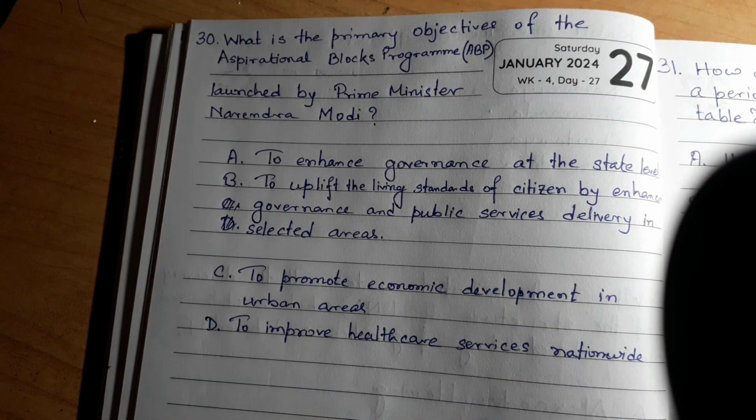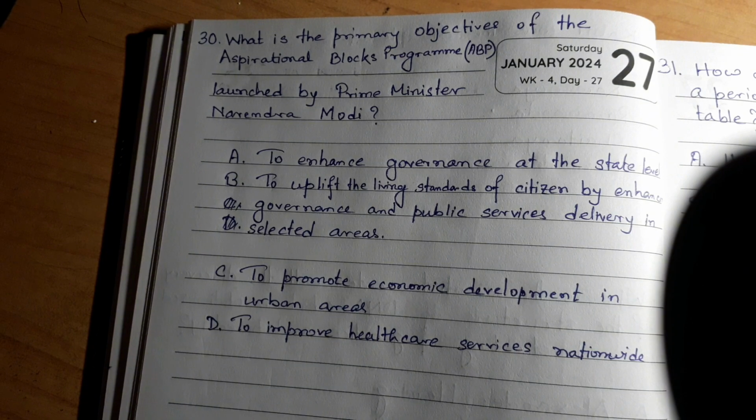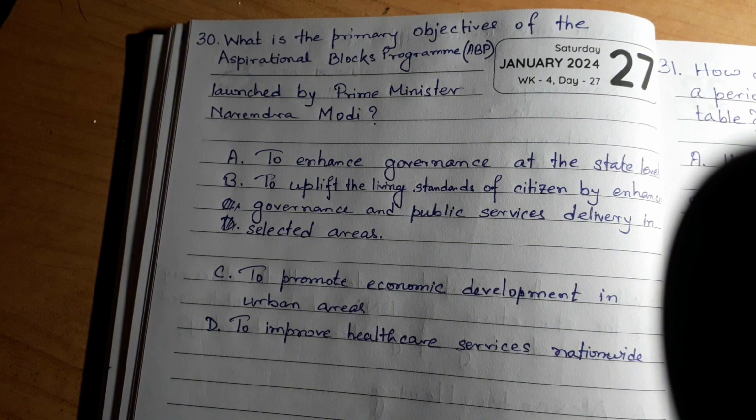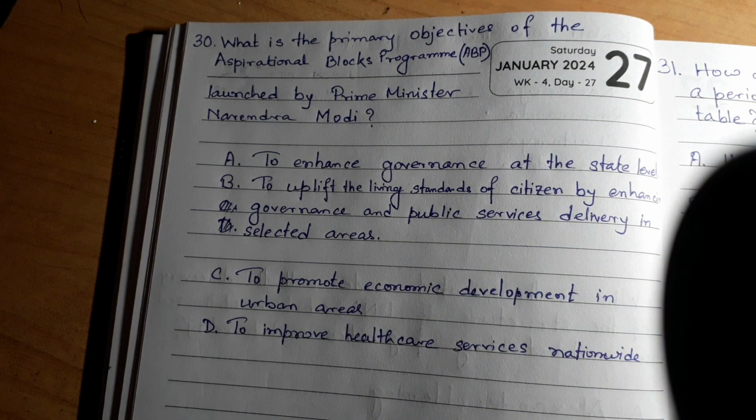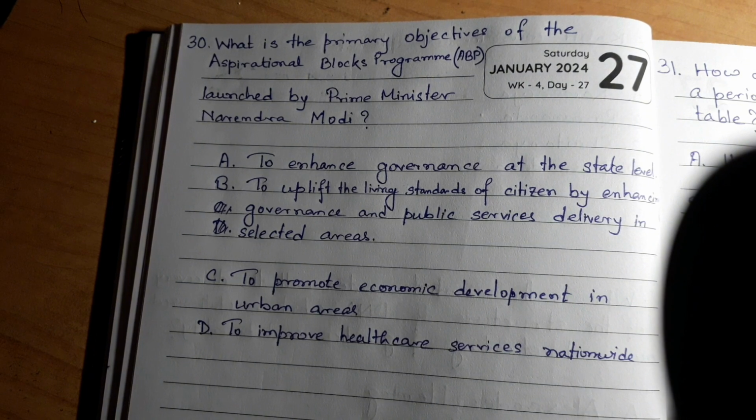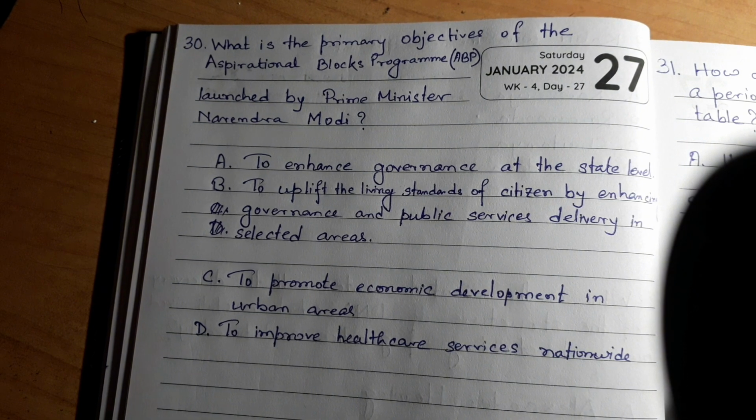What is the primary objective of the Aspirational Blocks Program (ABP) launched by Prime Minister Narendra Modi? A. To enhance governance at the state level. B. To uplift the living standard of citizens by enhancing governance and public services delivery in selected areas.